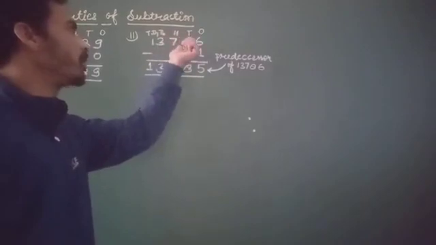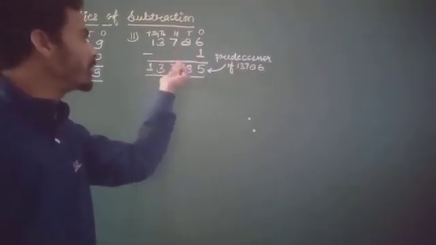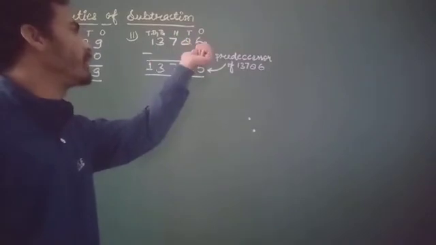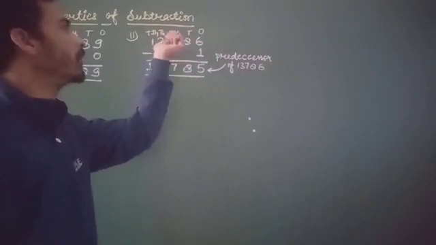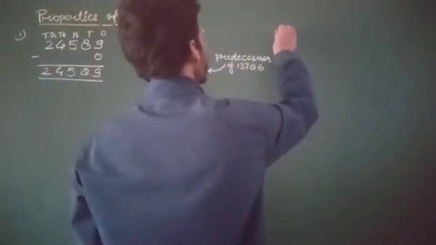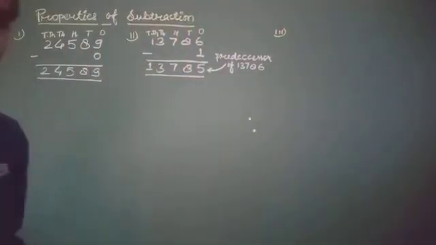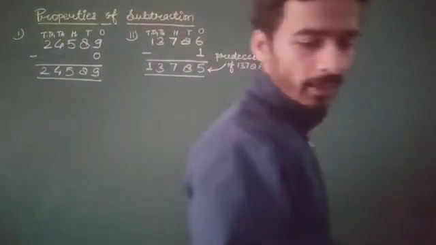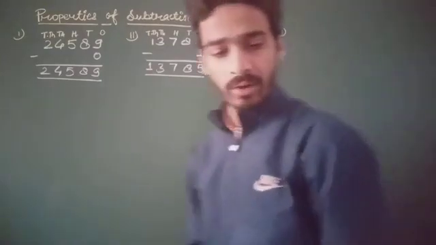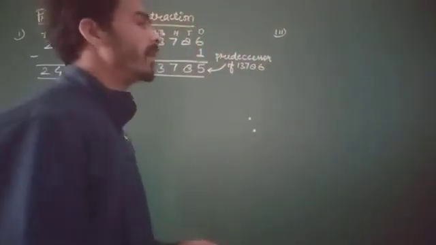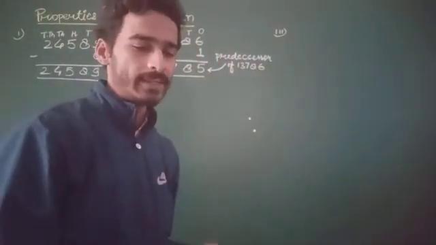13,785 is the predecessor of 13,786. 13,785 is 1 less than 13,786. And 13,785 comes just before 13,786. Now the next property of subtraction is that when a number is subtracted from itself, the difference is 0.